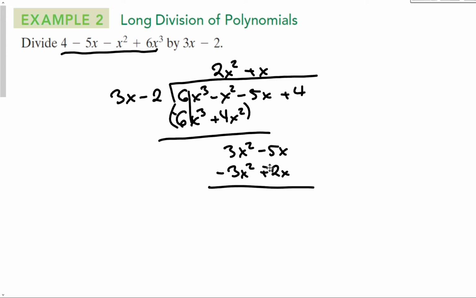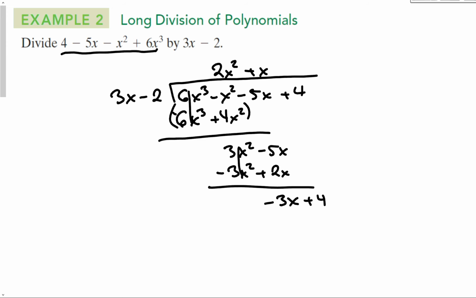Subtract. Okay, so that cancels, which is good. Minus 7x. Little mistake here. Positive x times negative 2 is a minus 2. Then when I subtract, it changes to a positive, and we get a minus 3x. Sorry about that. Bring down the 4 and do it all again.